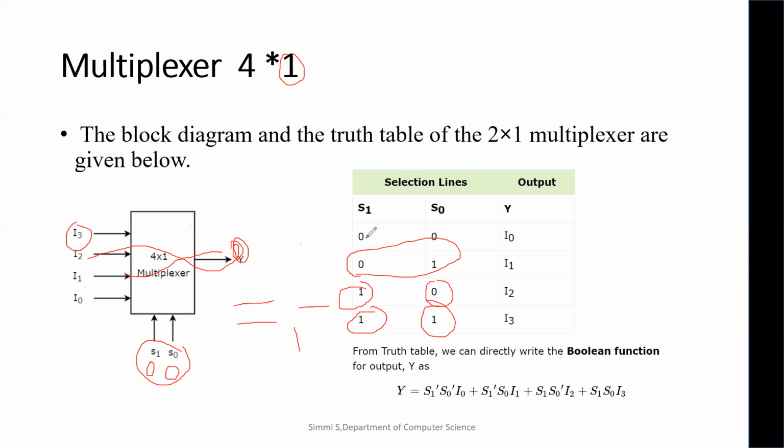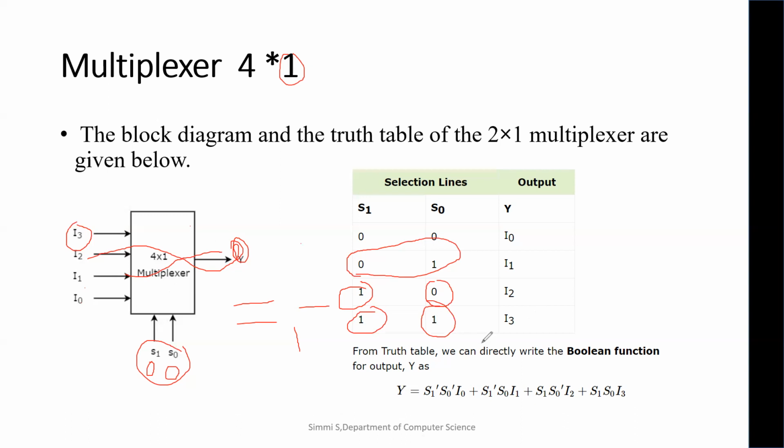That is, when the selection lines are 0, 0, I0 will be going. For 0, 1, I1 will be going. For 1, 0 of the selection line values, I2 will be going, and for 1, 1, I3 will be going. Okay, so this is how, based on the selection lines, it will be transferring the input lines.